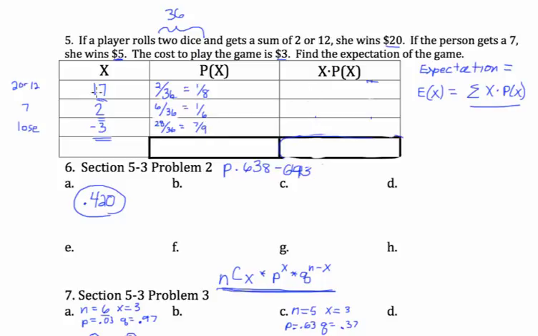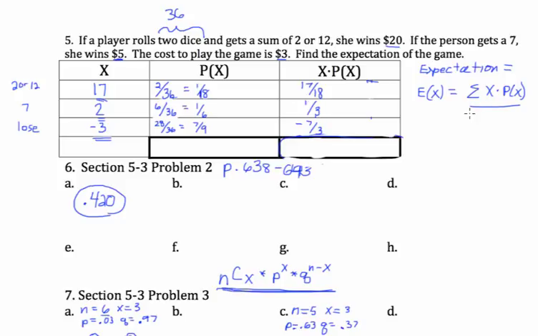Then you multiply x times px. 17 times 1/18. This should be an 18, sorry. 17 times 1/18 is 17/18. X times px, I'm doing these on my calculator, 1/3. Negative 3 times 7/9, negative 7/3.